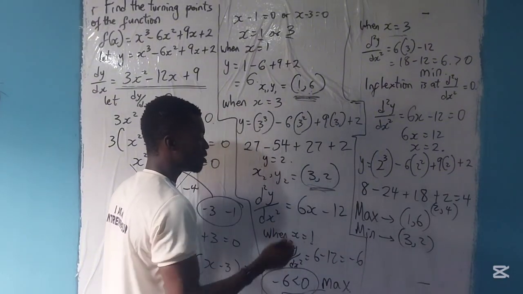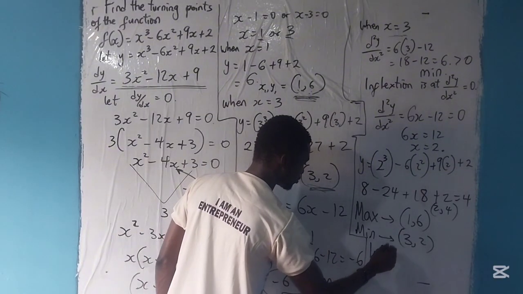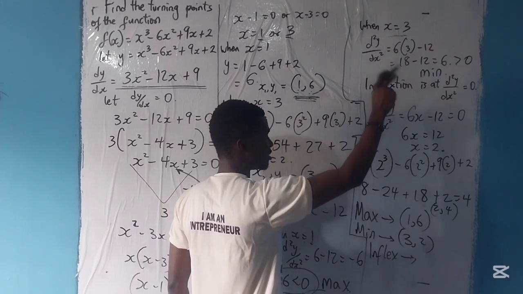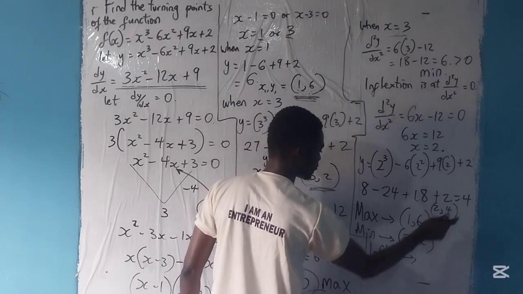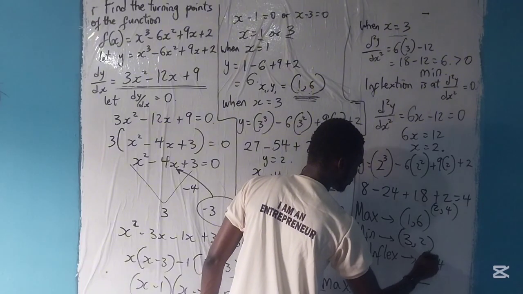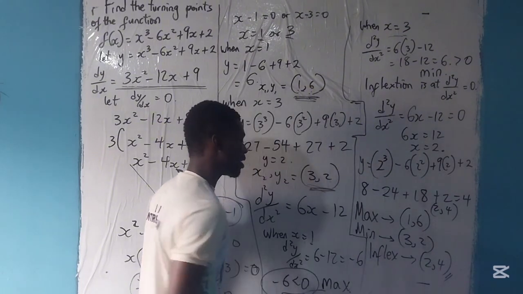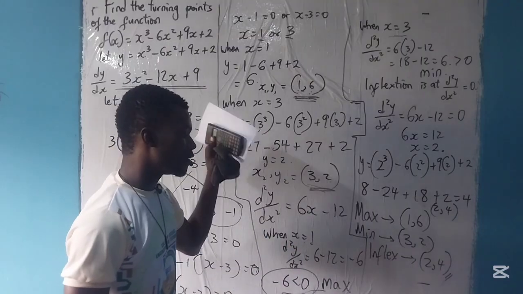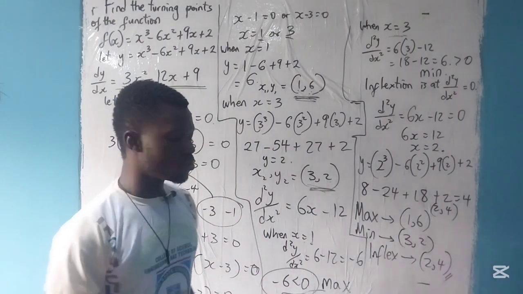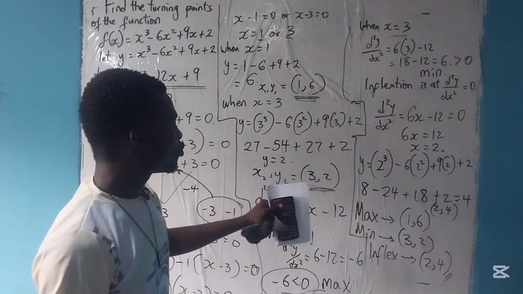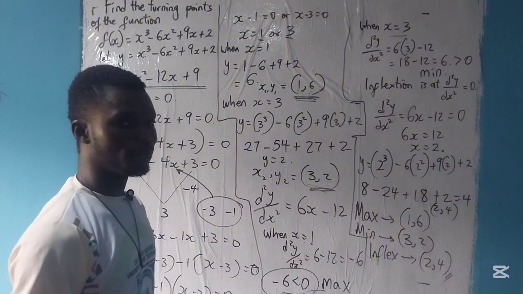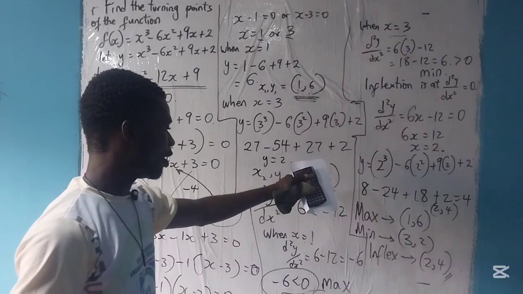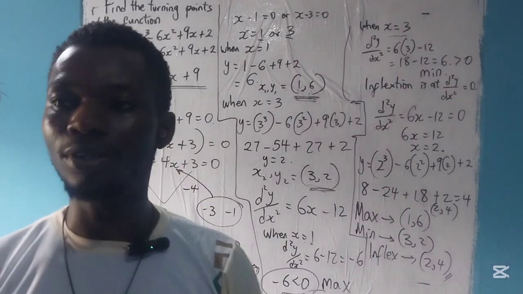Right? Now, what is the point of inflection? Our point of inflection will be this one, where the second derivative equals 0, which is 2, 4. That's 2, 4. So these are the turning points. Turning points means you should find the maximum, the minimum, and the point of inflection. So that's what we have for that. We can also be asked to sketch the graph. In further tutorials, I'm going to explain sketching the graph.